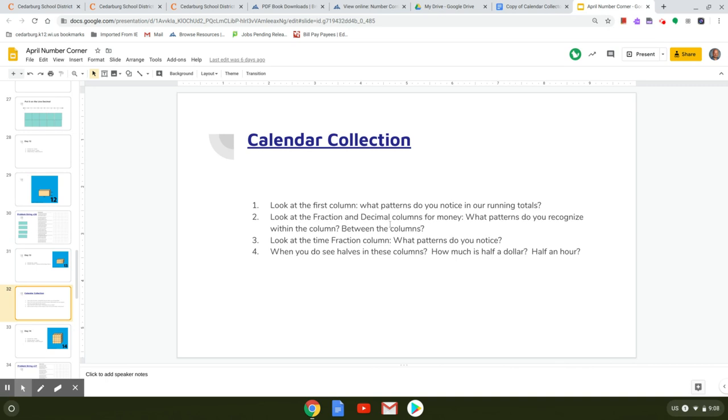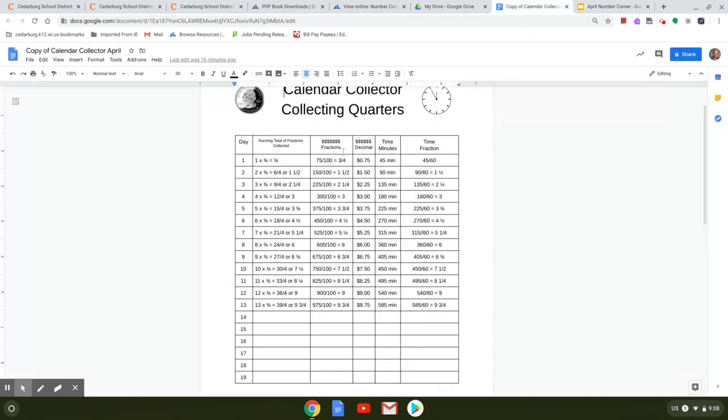All right, so now if we look at the next one, it says, look at this fraction and decimal column for money. What do you recognize within the column and between the columns? So as I go down 3/4, 1.5, 2.25, 3, very similar to the one with our running total, right? As I reduce my fractions. But as I look at my decimal forms, it does increase by 75 cents as we head down our total, right? And obviously, it increases by 3/4 as we head down the fractions.